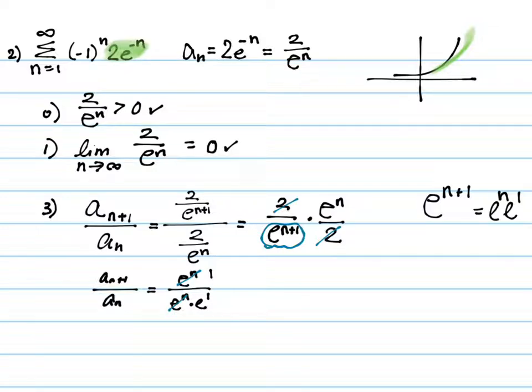I'm left with just the e in the denominator, 1 on top. If I cross multiply, this gives me e times a sub n plus 1 equals a sub n. Is that all right?